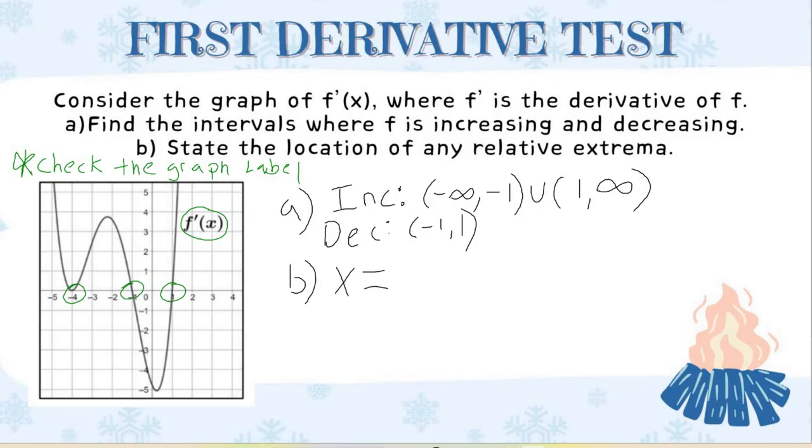Now, do we change signs at -1 and 1? Yes, but we do need to decide what type they are. So -1 is going from positive to negative. On my original function, what does that mean it's doing? It's a maximum because I'm going from increasing to decreasing. So this is a relative max. Versus on the other one, we're going from negative, so decreasing, to increasing. So we would have a relative minimum.